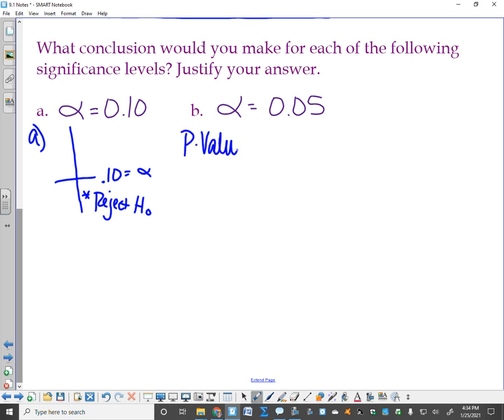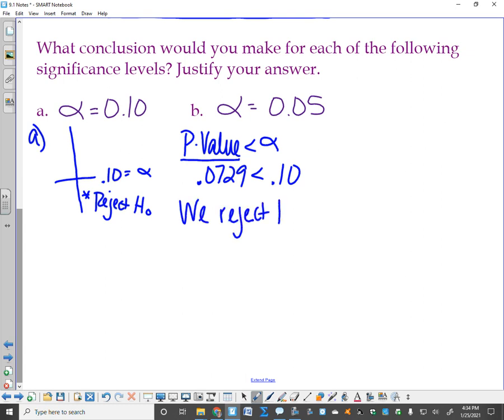P-value less than alpha, and then I'm going to put what my p-value was, 0.0729, is less than, the bar was set at 10%. That's the judge right there. You know, I'm sorry, you got to be bigger than 10%. Okay, so since my p-value is smaller than my alpha, we reject H sub O.